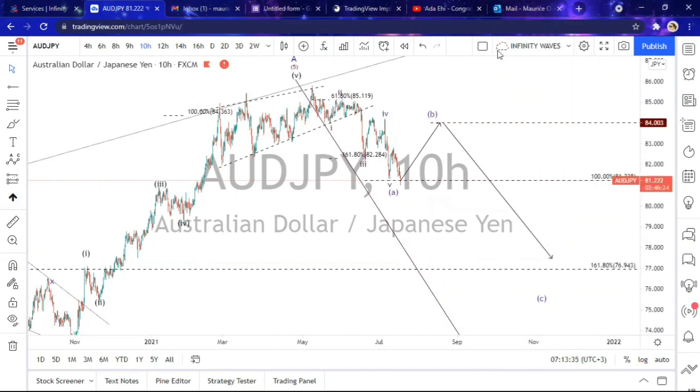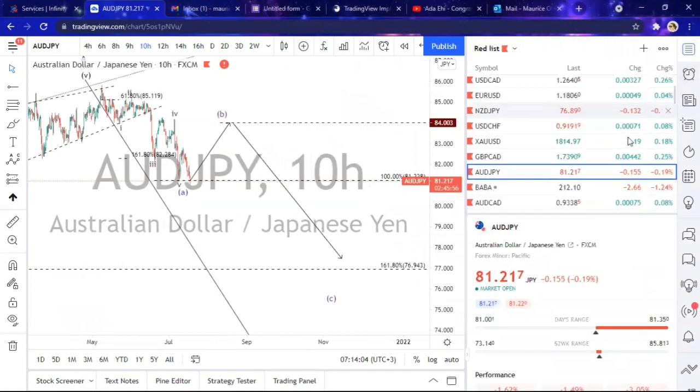So right now we are waiting for this move to go up to these levels at 84.003 or a bit higher, then the next drop down. So that's for wave C. We wait for this structure to complete here, then it buys and then it will drop down. So that's for Australian dollar, Japanese yen.